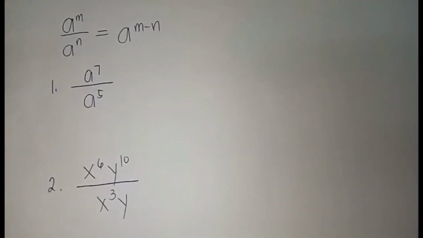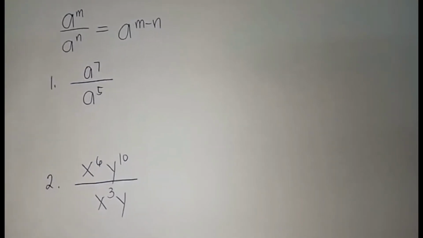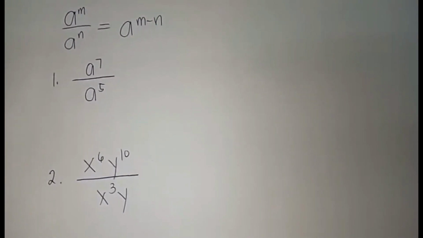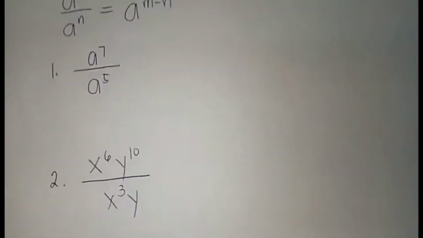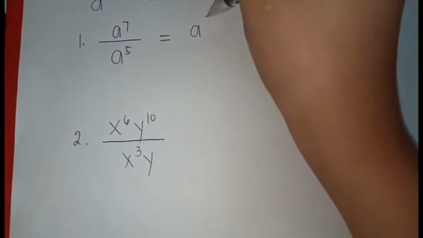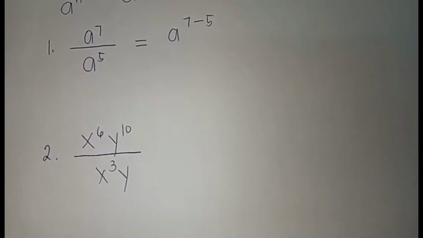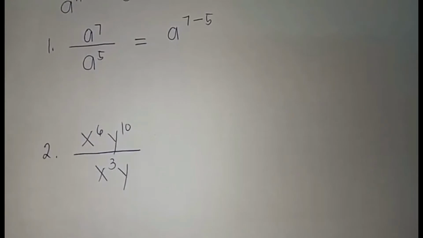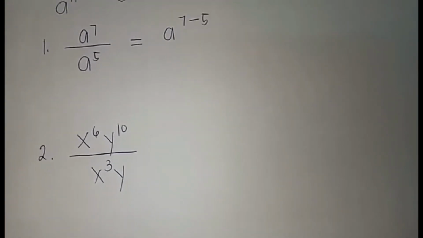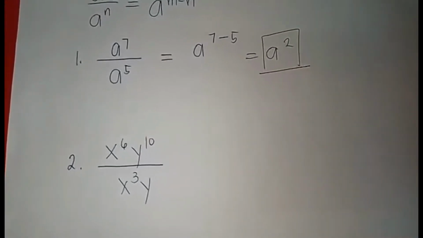So we have the quotient rule. A raised to m all over a raised to n is equal to a raised to m minus n. As you can see, the exponent of the numerator, we subtract the exponent of the denominator. Okay? Let's have the first example, a raised to 7 all over a raised to 5. So we have a raised to 7 minus 5. You can only subtract like this if the bases are the same. Like in our product rule, you can add exponents if the bases are the same. Since both have the base a, we can subtract. A raised to 7 minus 5 is equal to 2. That means the final answer is a squared.